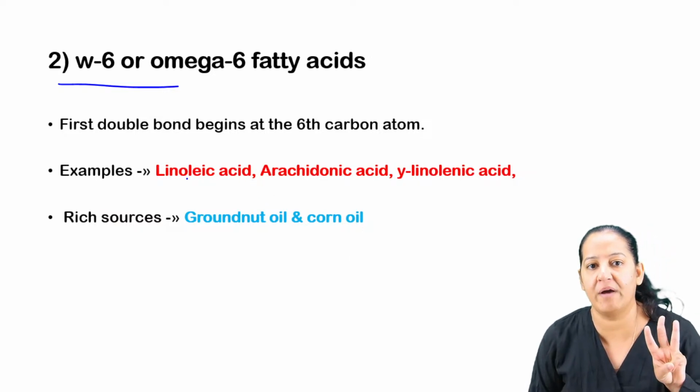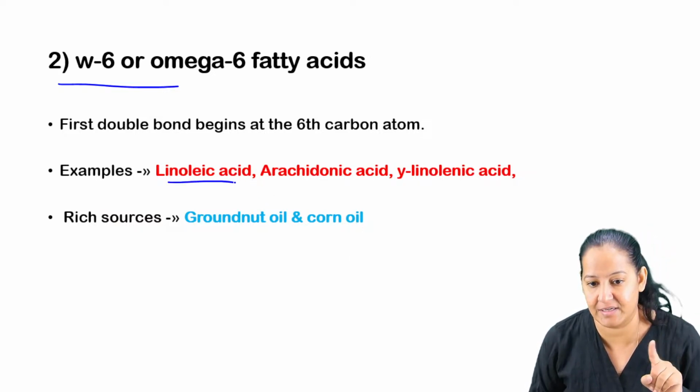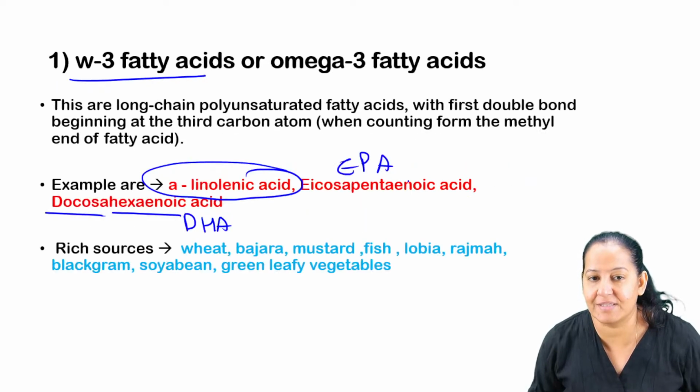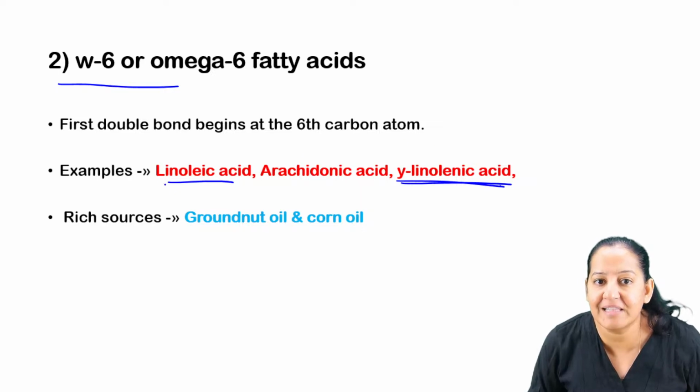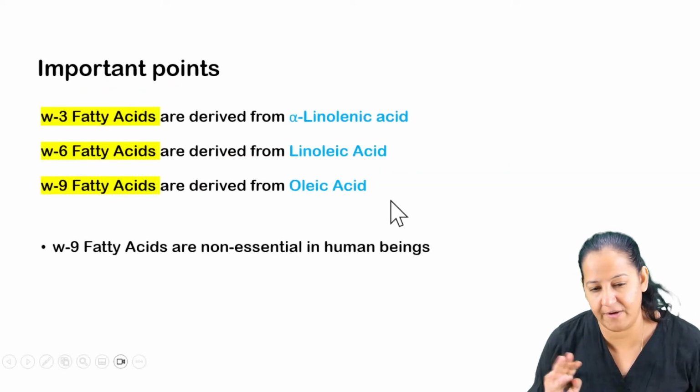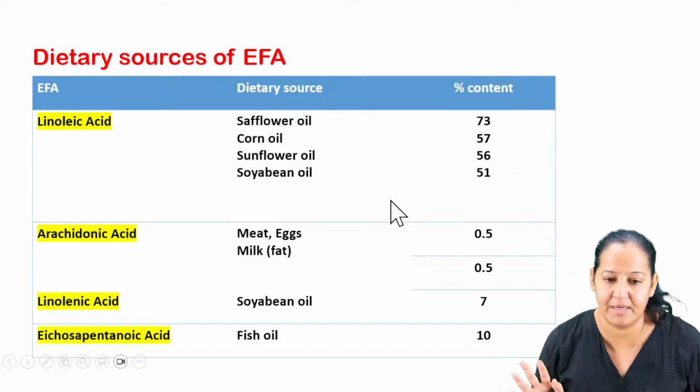In omega 6 also, you have 3 examples. This is linoleic acid. This is gamma linolenic acid. And this is arachidonic acid. You have to learn the examples. Okay, that's it.